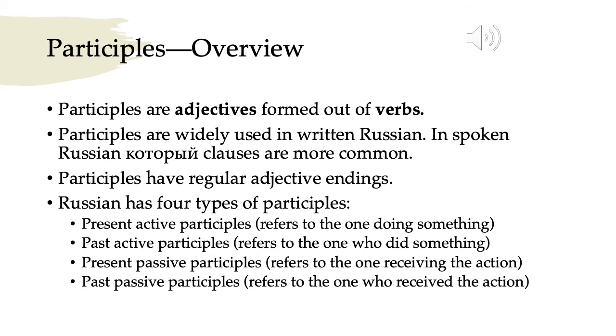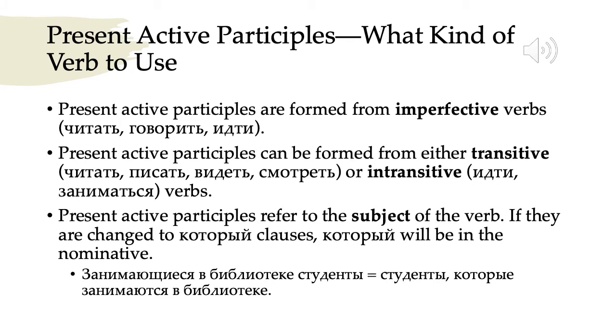And then past passive participles refer to the one who received the action, so something like made in China. If you had that sentence made in China in Russian, that would be a past passive participle. So with that in mind, let's move forward and start looking at present active participles. Present active participles, so participles that refer to the one currently doing the action, are formed from imperfective verbs. Obviously, they have to be imperfective because they are present tense. So things like читать, говорить, or идти.